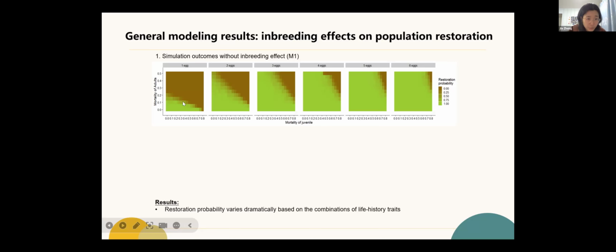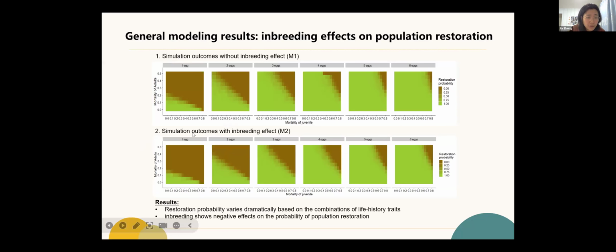The greener each grid cell is, the higher the chance the population can successfully recover. And if it's a darker brown color, it means the population could not be restored at all. You can also see that in some parameter zones it has a median value, meaning sometimes it can recover and sometimes it could not. So restoration probability really varies dramatically based on the combination of life history traits.